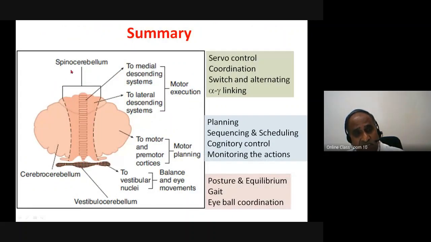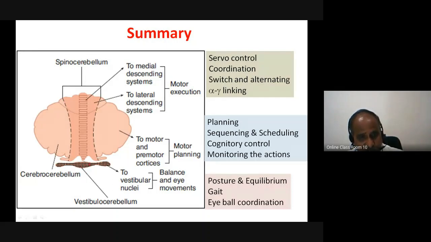Now, the structural organization. I have marked the spinocerebellum. This is the vermis, this is the lateral cerebellum, and this is the vestibulocerebellum: the vestibulocerebellum, the spinocerebellum, and the cerebrocerebellum. The spinocerebellum is the central area, which is for the axial muscles, and the intermediate area is for the distal muscles.